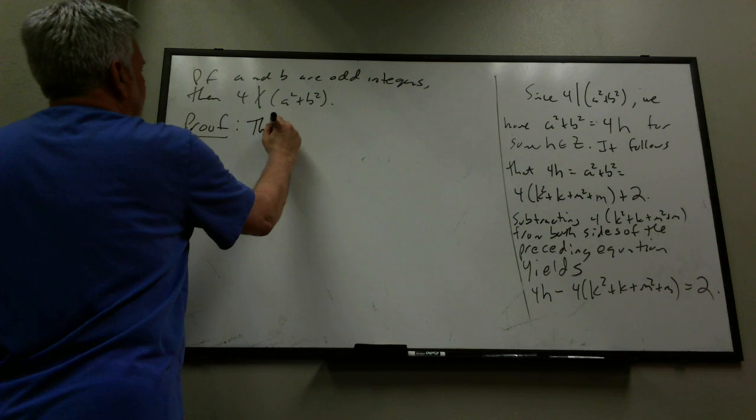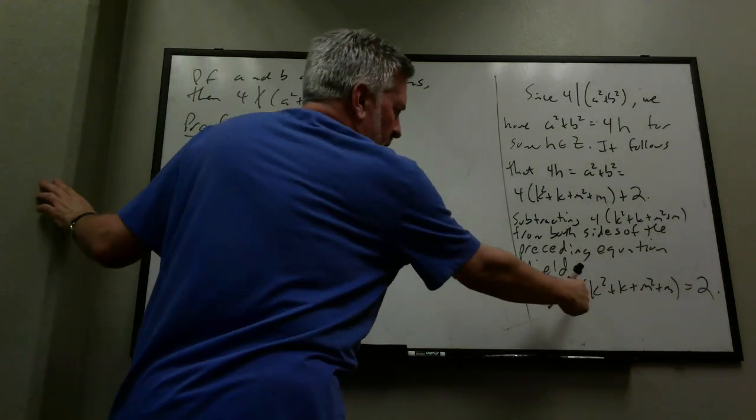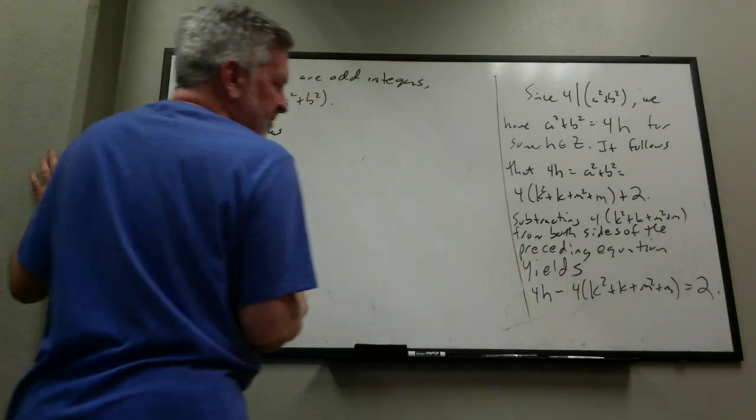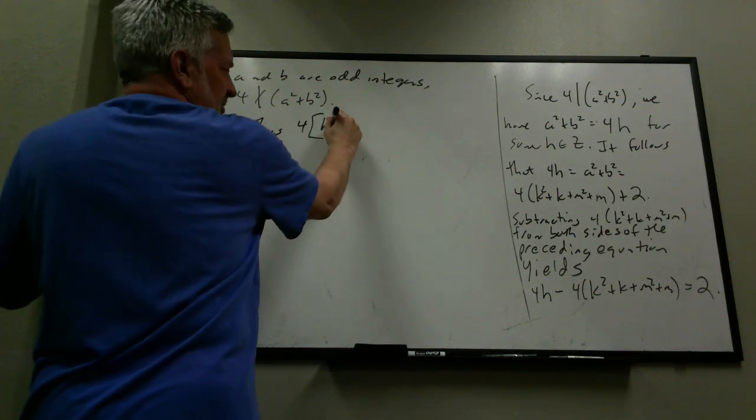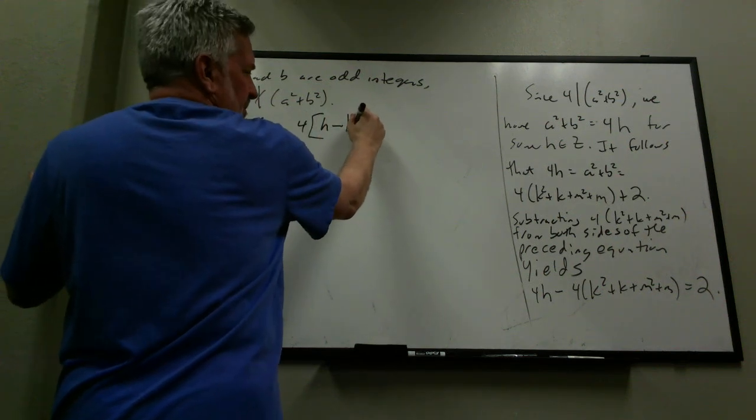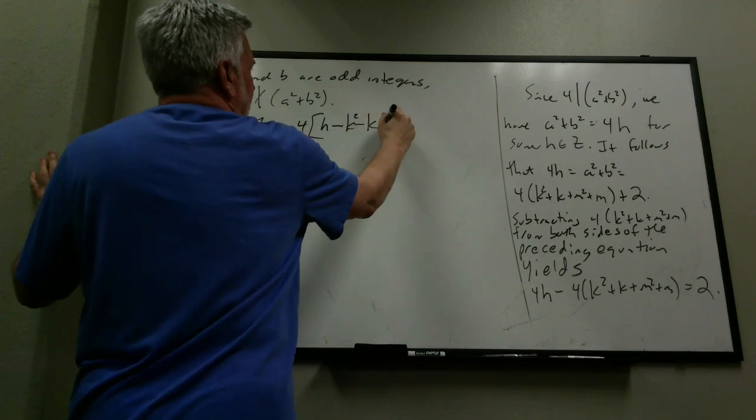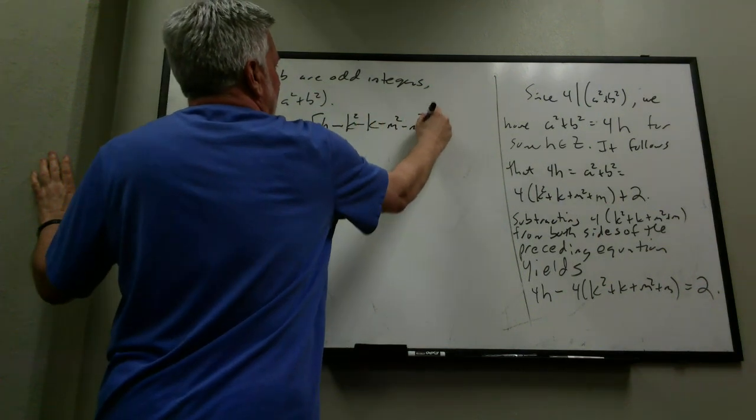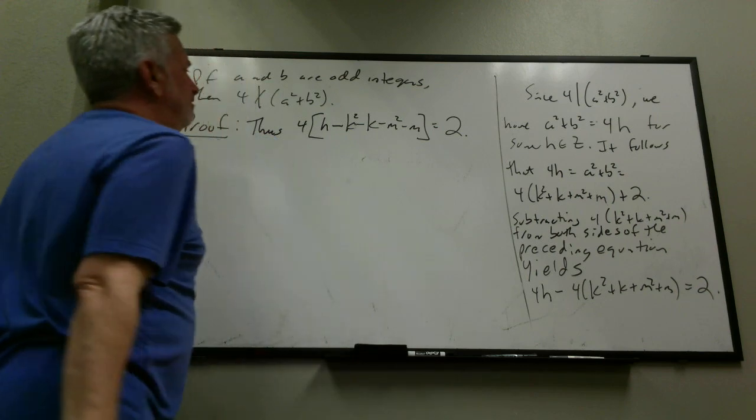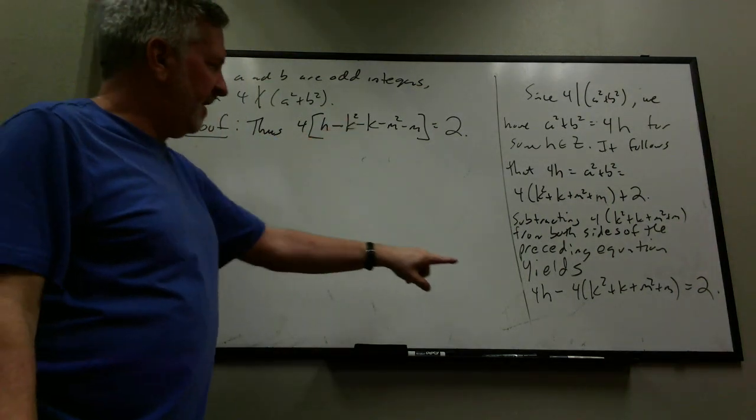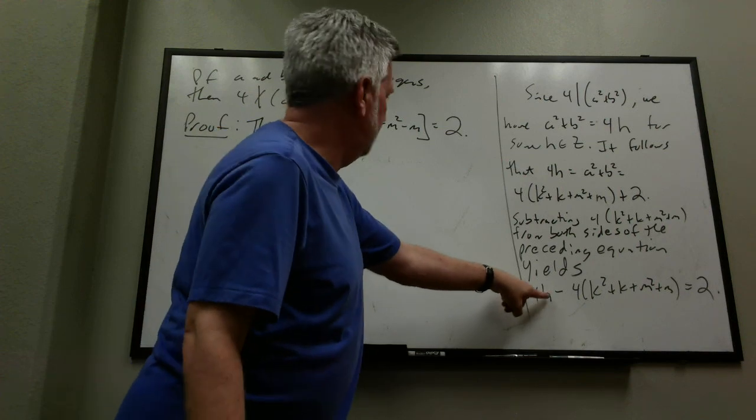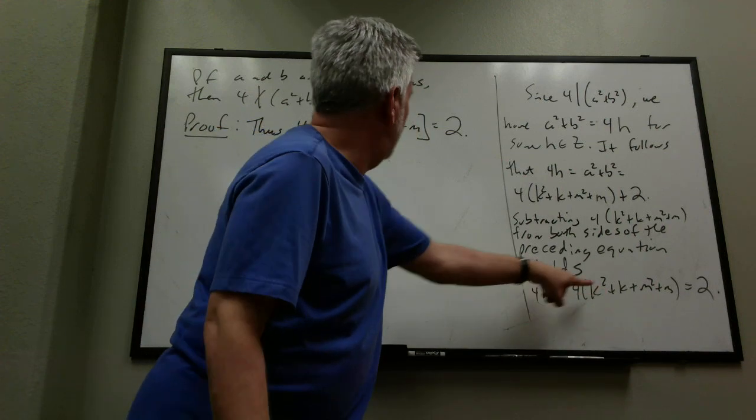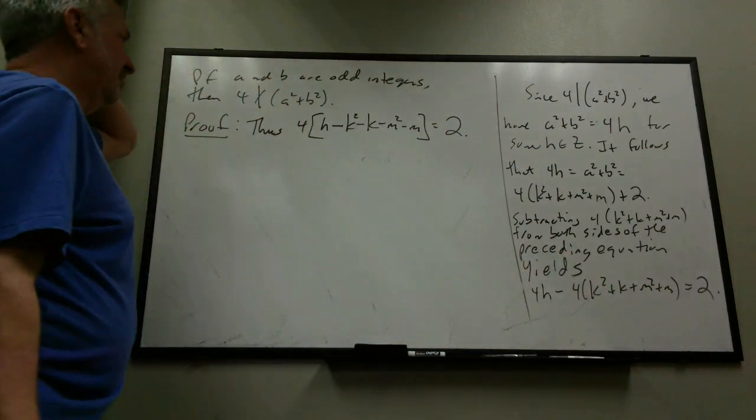Thus, notice I have a 4 in both of these expressions here. Let me factor a 4 out of that. I get a 4 times h minus k squared minus k minus m squared minus m is 2. Right, factor a 4 out of both of these terms and distribute the minus sign. I get h minus k squared minus k minus m squared minus m.